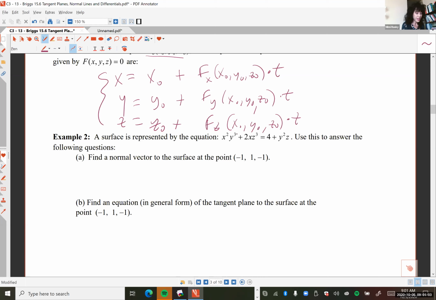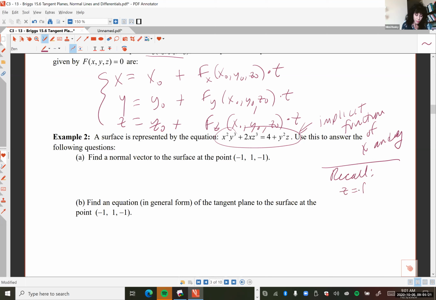So let's say you're given a surface that's represented implicitly. So this is an implicit function of x and y. Well, why isn't it explicit? Just a little reminder, recall at the beginning of the lecture today that explicit form is this. This is explicit form, and this is obviously not explicit form.